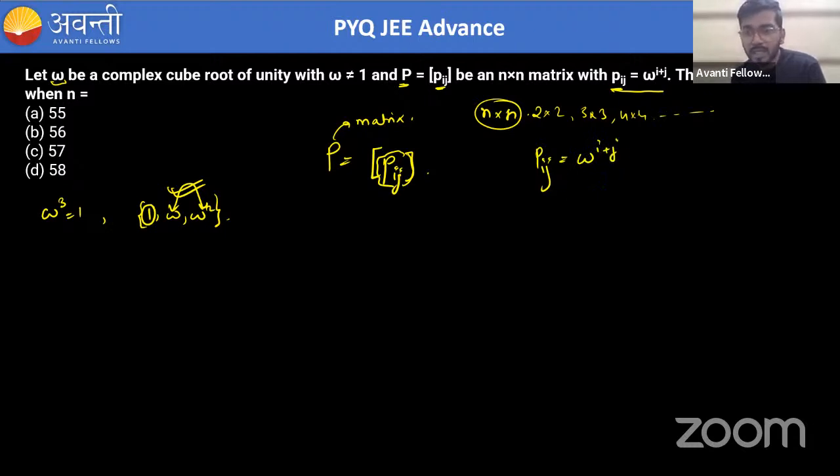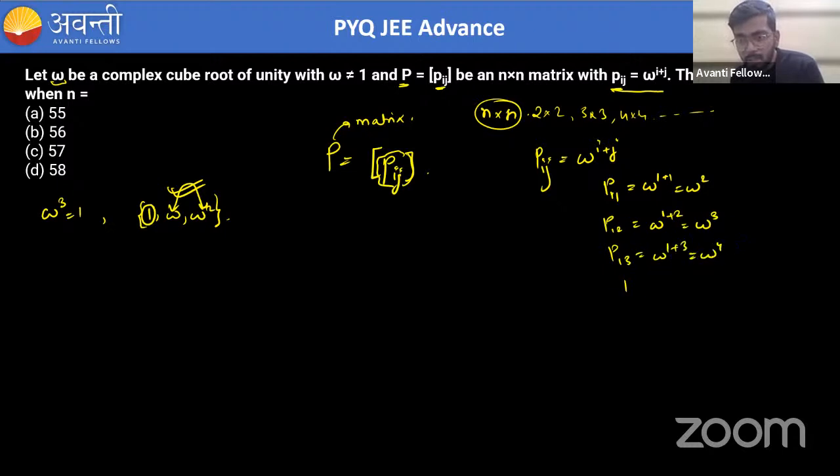Consider the first element P11. P11 will be omega power 1 plus 1, which is omega square. P12 will be omega power 1 plus 2, which is omega cube. P13 will be omega power 1 plus 3, which is omega power 4. Similarly, P32 will be omega power 3 plus 2, which is omega power 5. So in this fashion, we have to input all the elements of the matrix. This was the part where we understand the question.